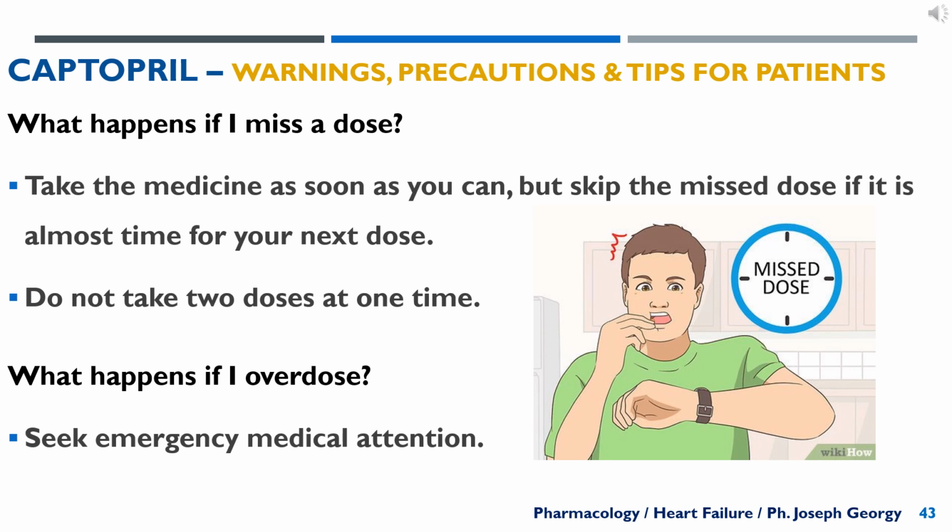Here is a very important question, by the way. What happens if I miss a dose? Take the medicine as soon as you can, but skip the missed dose if it's almost time for your next dose. Don't take 2 doses at one time. What happens if I overdose? Here in this situation, of course, you should seek emergency medical attention.